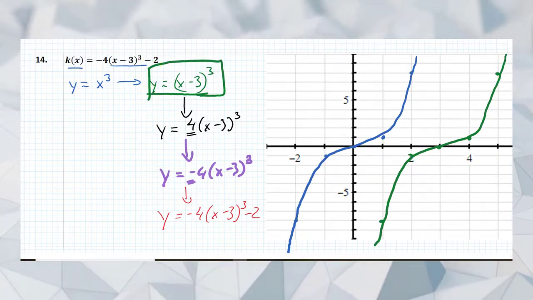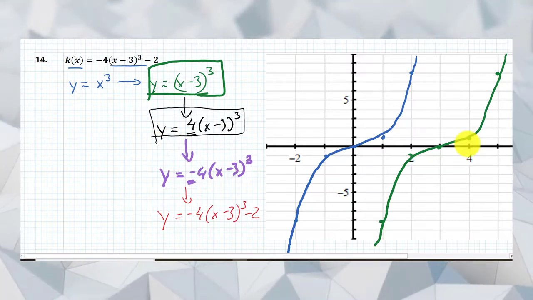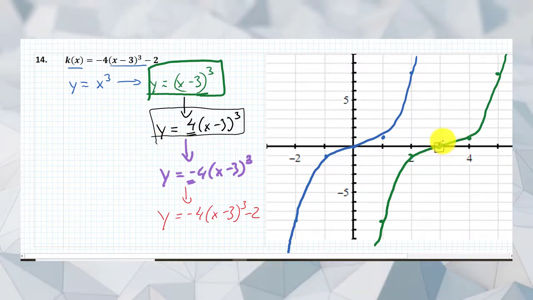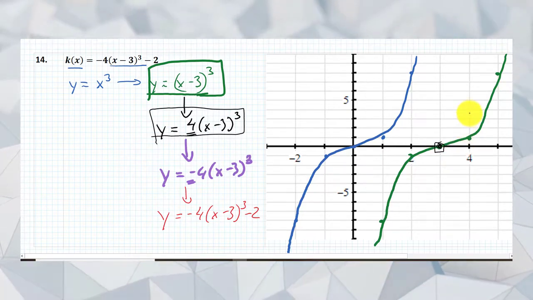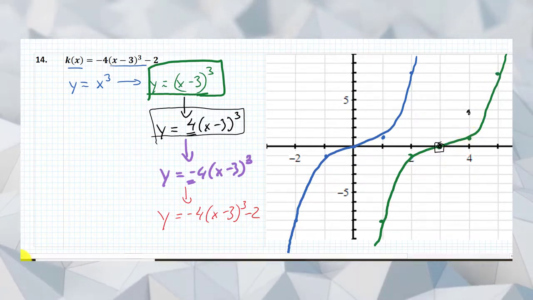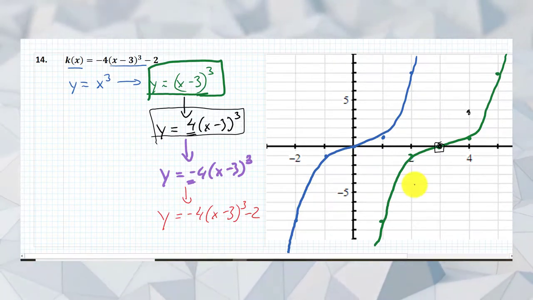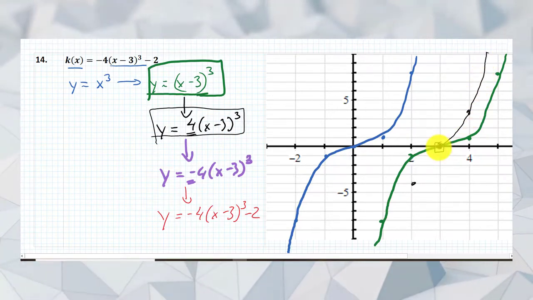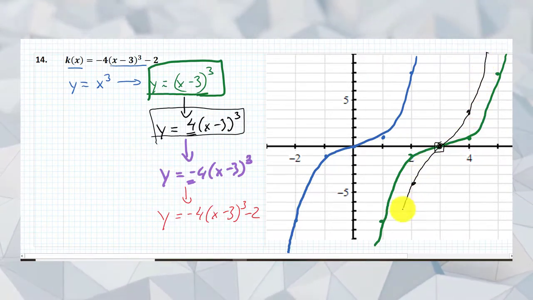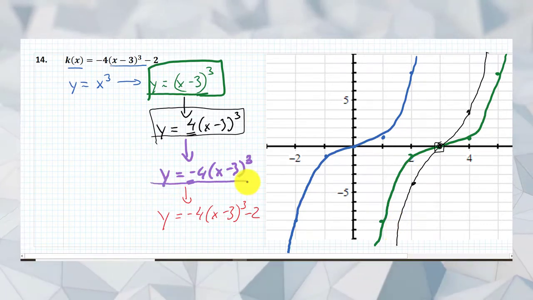All right, what's the next one? 4 times (x - 3) cubed, so I'll multiply all the y's by 4. So when 0 gets multiplied by 4, it's going to stay right here. 1 times 4, 4 right here. 8 times 4 is out of the picture. -1 times 4, -4. So I have this graph right here. Only 3 points. The y values of the other 2 points that I had before are out of the picture here.